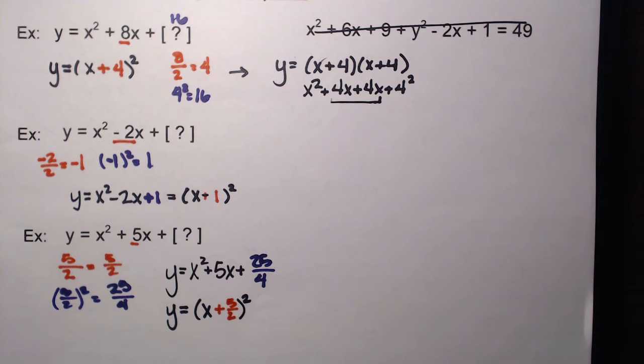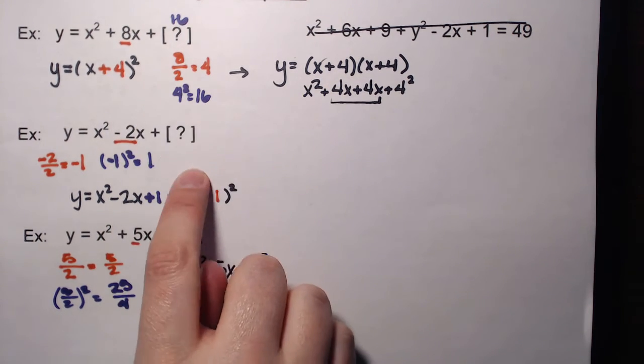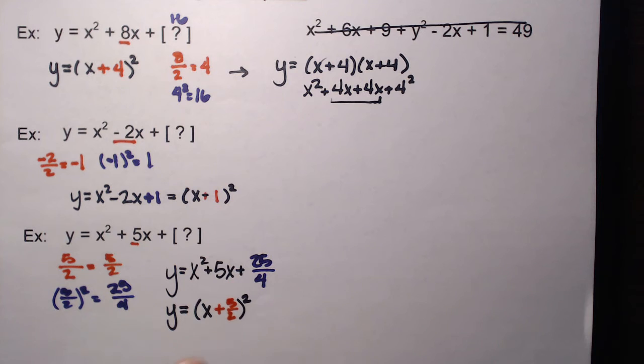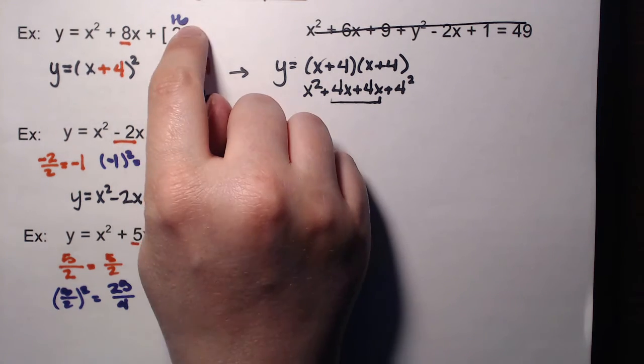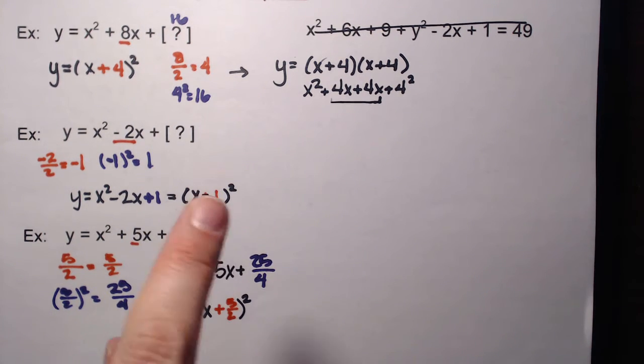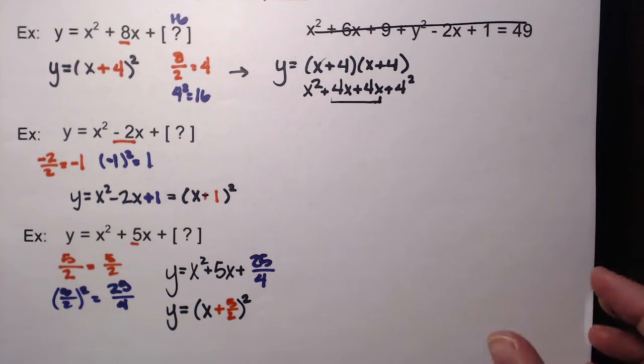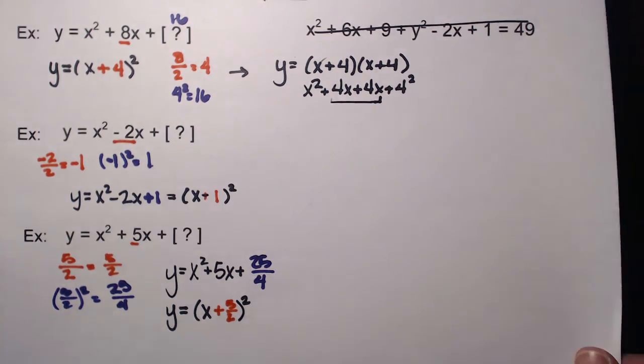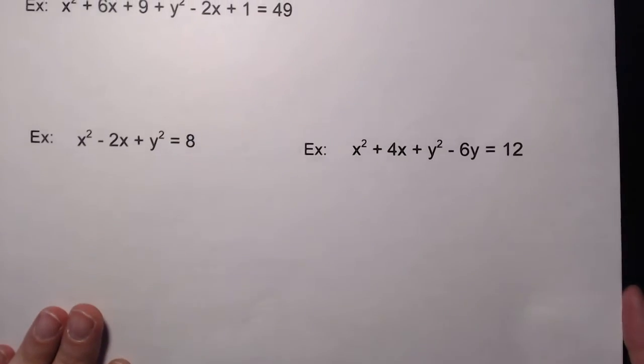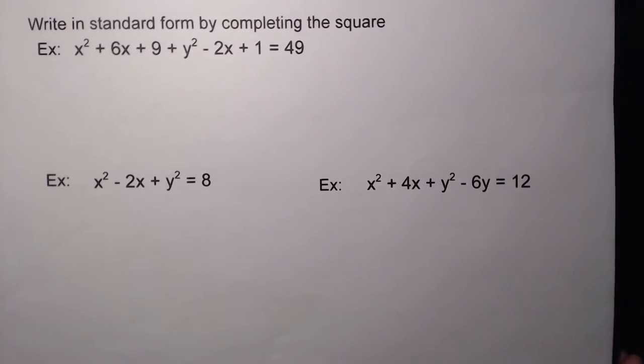Now, if we're actually working with an equation, and we have to add this in ourselves instead of just figuring out what it should have been, I need to adjust because you have to keep an equation balanced. So we're going to use that to do the last piece, which is to write these in standard form.